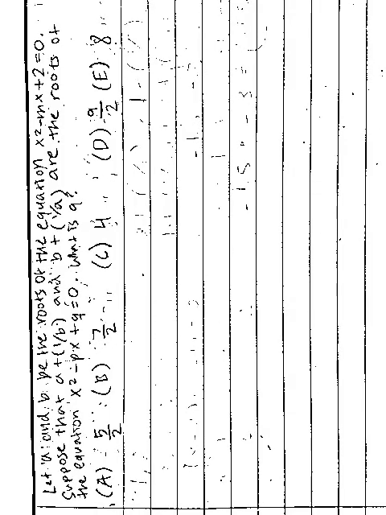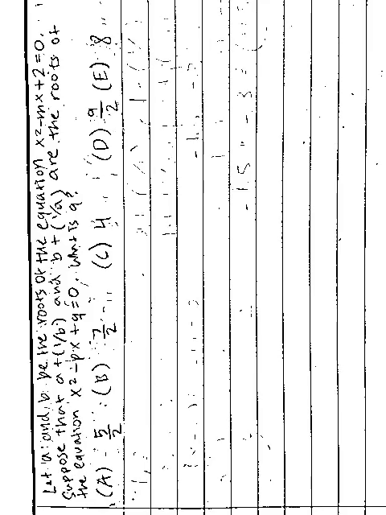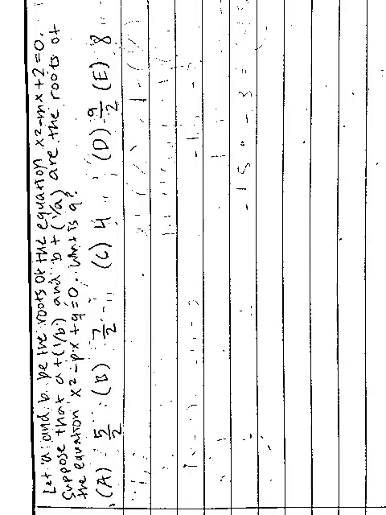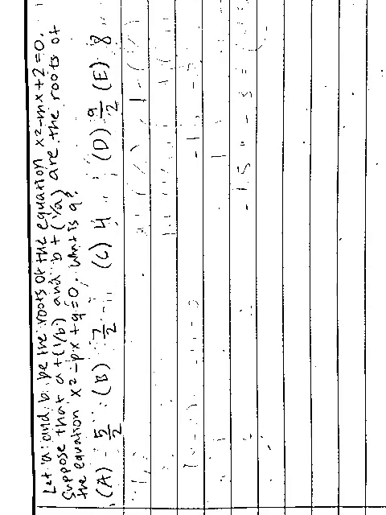Today we're going to be solving this problem. Let a and b be the roots of the equation x squared minus mx plus 2 equals 0. Suppose that a plus 1 over b and b plus 1 over a are the roots of the equation x squared minus px plus q equals 0. What is q?